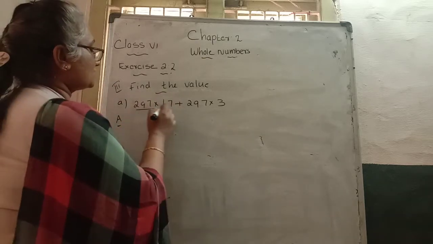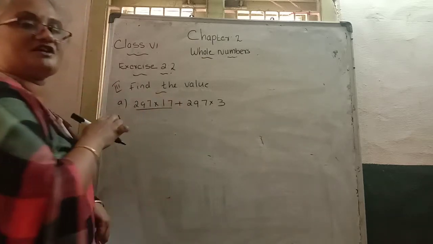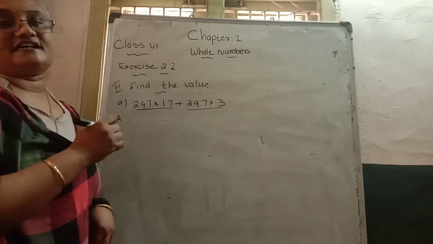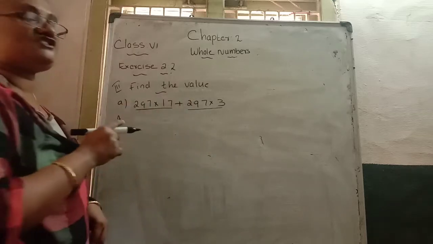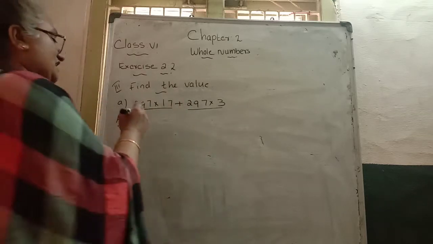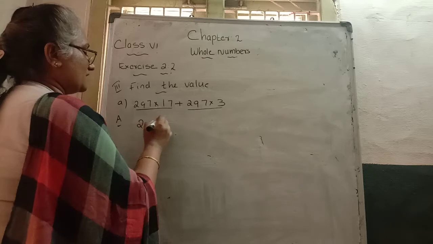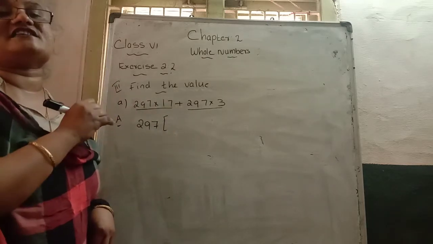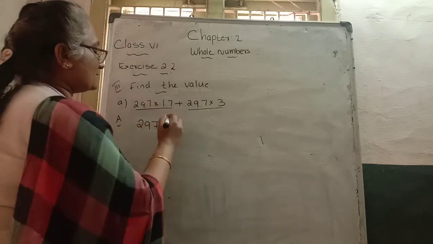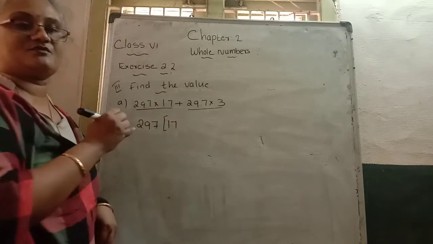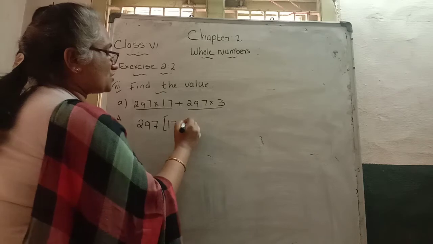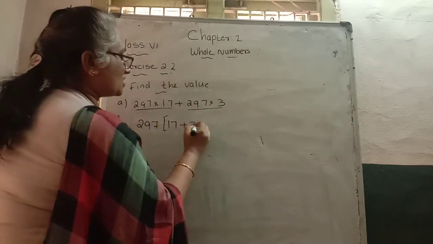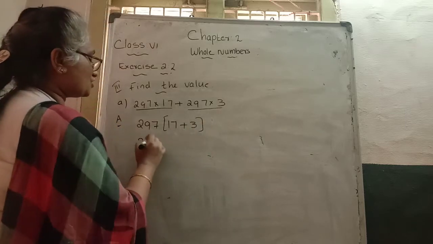See here, this part is before the plus sign, that's why we can say this is our first term, and this is our second term. In the first and second term, which number is common? 297. Take the common number outside. Then put the remaining numbers inside a bracket. In the first term, which number remains? 17 remains. Here, which operation? A plus operation. Here 297 is taken out, so which number remains? 3. So, easy calculation: 297.